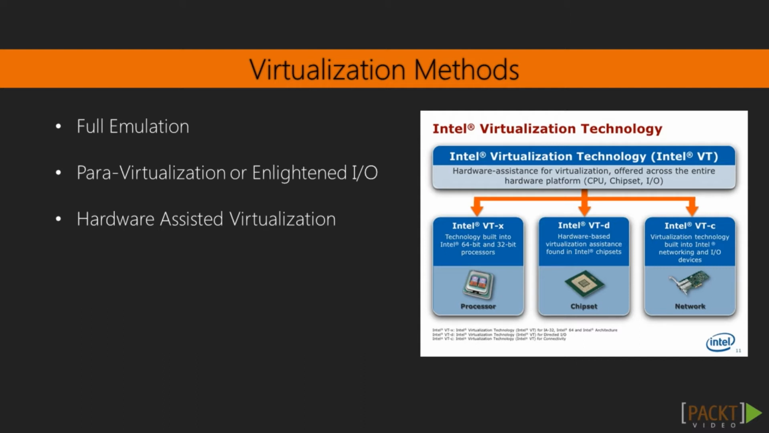Paravirtualization allows the virtual machine to make API calls to the hypervisor to get access to the underlying hardware. Enlightened I/O is the Hyper-V term for paravirtualization. The virtual machines need to have the paravirtualization or Enlightened I/O drivers installed in order to take advantage of this.